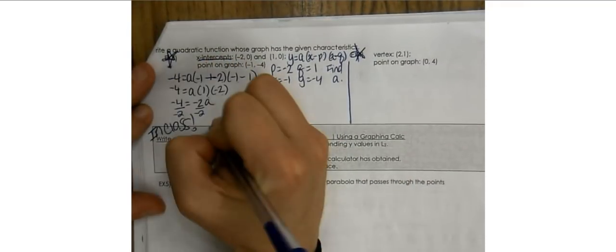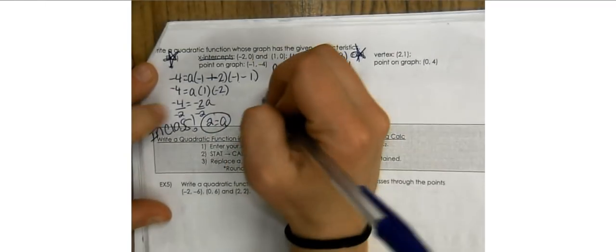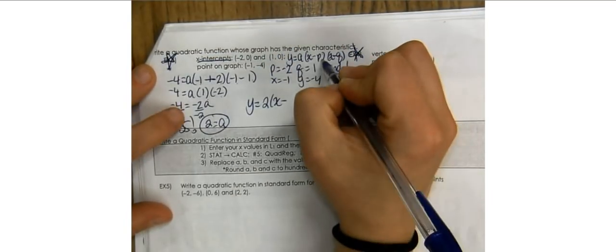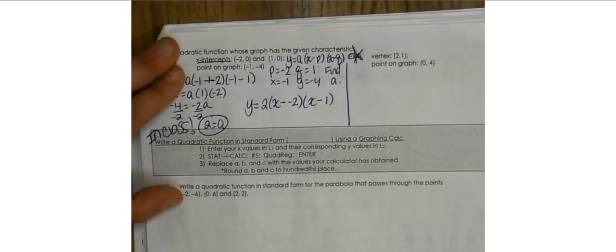I'm going to divide both sides by negative 2, and I find that 2 is equal to a. So now that I know that a is equal to 2, I'm going to write my equation of y is equal to 2 times x minus p, so that's minus negative 2, times x minus q, so that's x minus 1. Cleaning up my negative negative, I'm going to make that a plus sign, and there's my answer.